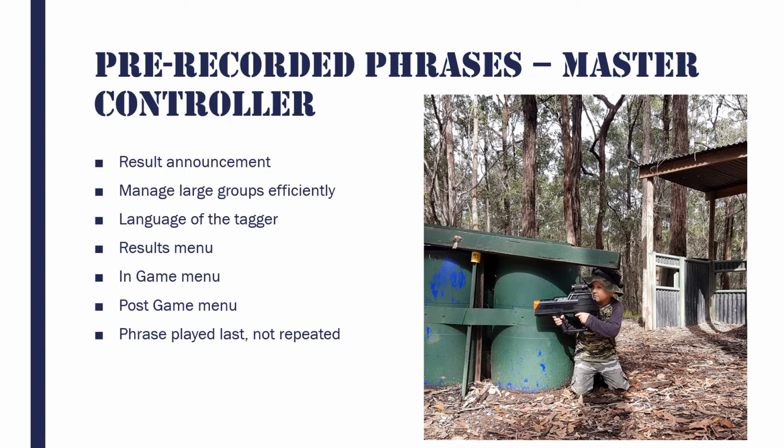To announce which team has won, go to the results menu under phrases. Select the desired phrase, and pull the trigger. To play the same phrase again, pull the trigger again. In-game are phrases to notify the players of what is happening during a live game. Post-game commands are useful for giving players directions. Phrases include change ends, drinks break and return equipment at the end of the session. Devices will only play a phrase if it is different to the last phrase played.